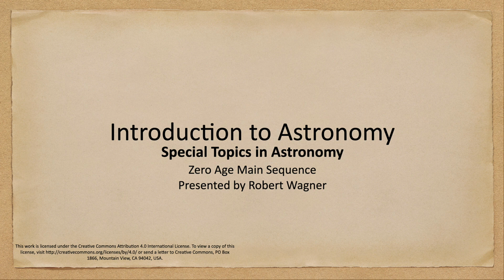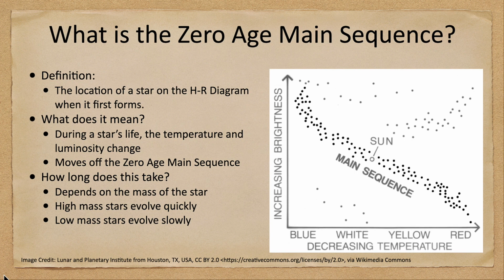In this week's special topic in astronomy, we are going to talk about the zero age main sequence and try to understand a little more about what that means. So what is the zero age main sequence? Well, if we look at a definition of it, the zero age main sequence is the location of a star on the HR diagram when it first forms.